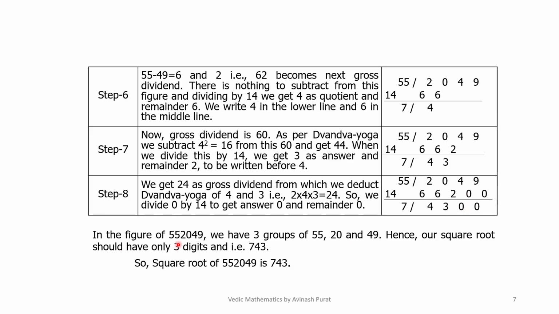In the figure 55, 20, 49, we have three groups of 55, 20 and 49. Hence our square root should have only 3 digits and that is 7, 4, 3. So the square root of 552049 is 743.